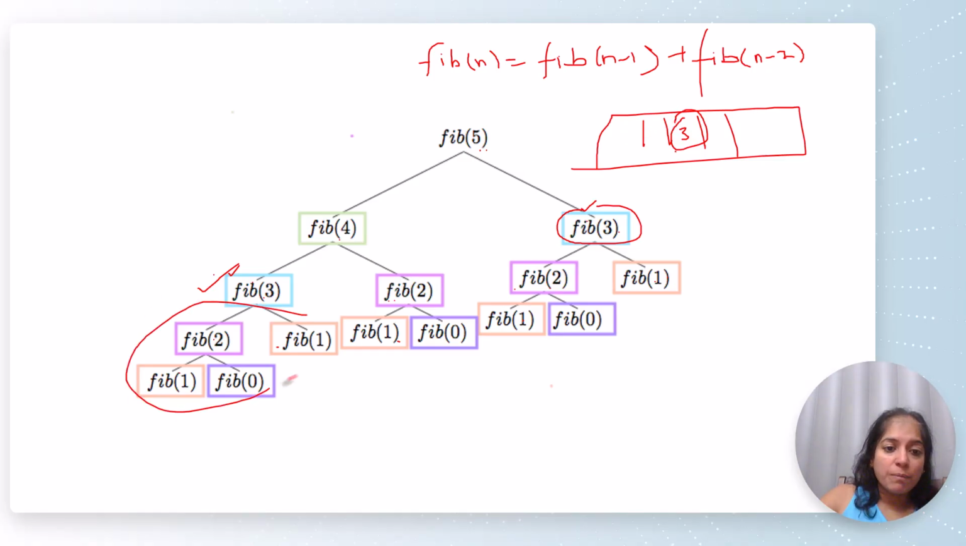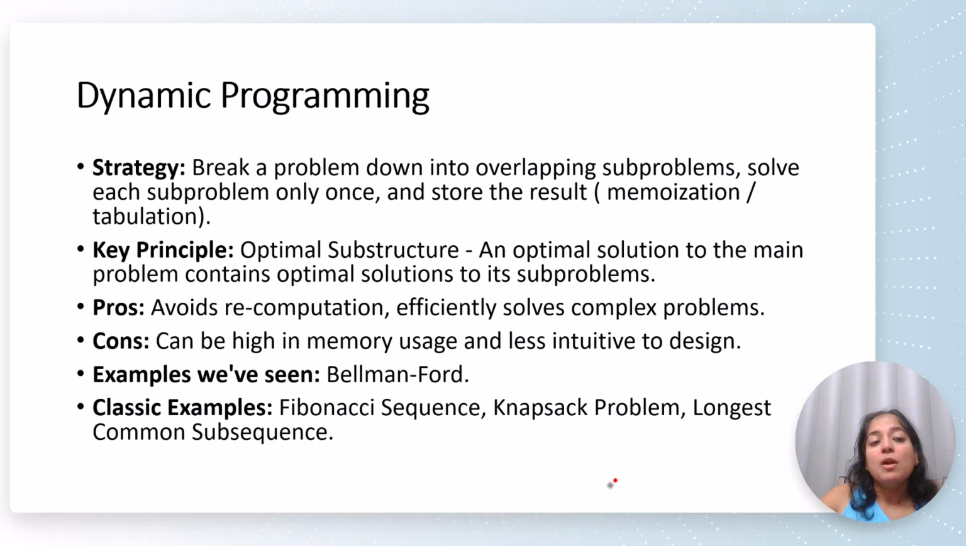So all of these operations, all of these steps will be saved. You do not need to perform the same operation again and again. So it saves a lot of computation actually, and it is a very efficient method. So again, what is the strategy behind dynamic programming? Break a problem down into overlapping subproblems and solve each subproblem only once and store the result, which is called memoization and tabulation. So an optimal solution to the main problem contains optimal solutions to its subproblems, right?